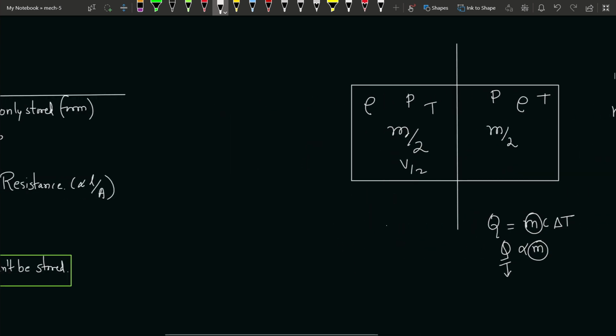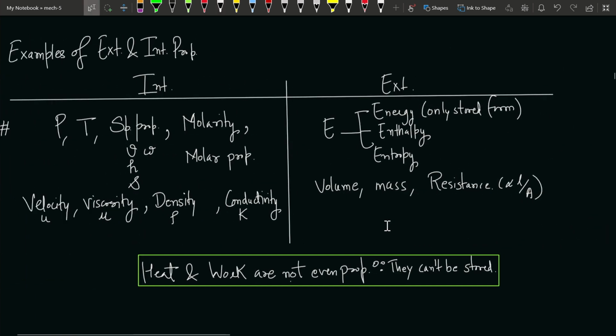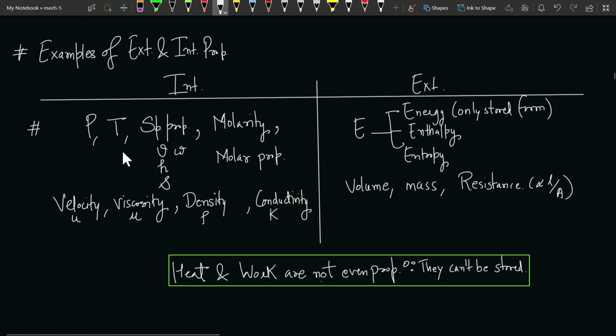Let me tell you a few other examples. You can see here examples of intensive property: pressure, temperature, specific property. Any property which you divide by mass will become a specific property. If you divide volume by mass, then it will be specific volume. There are other examples as well you can see here, and you can analyze.